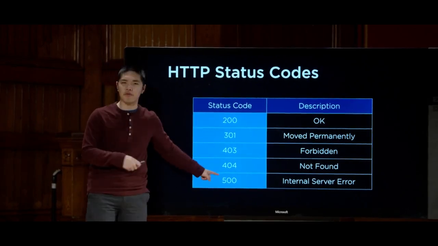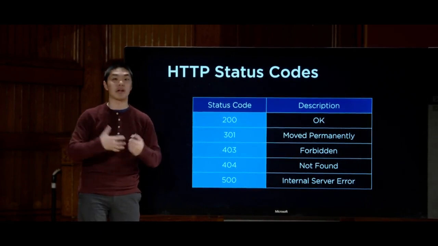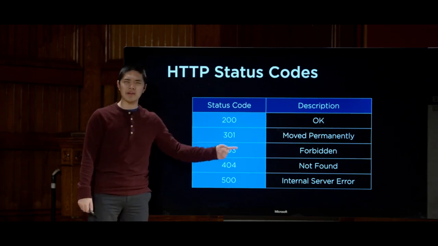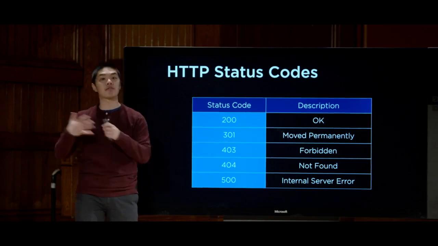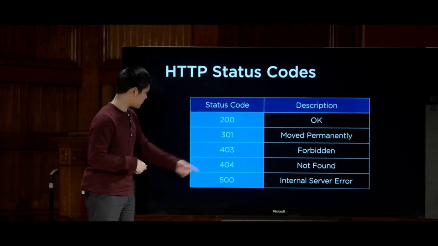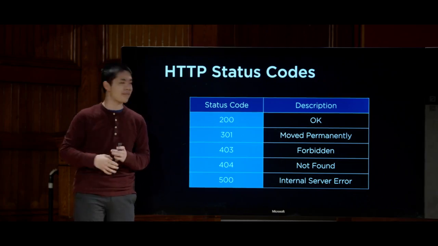You've probably seen 404, the status code that means not found if you try to request a web page that doesn't exist, for example. Others you might see are 301, moved permanently. That often happens if you're redirected from one website to another, for example. We'll take a look at an example of that shortly. 403 generally means forbidden. You're trying to access a page you're not supposed to have access to.